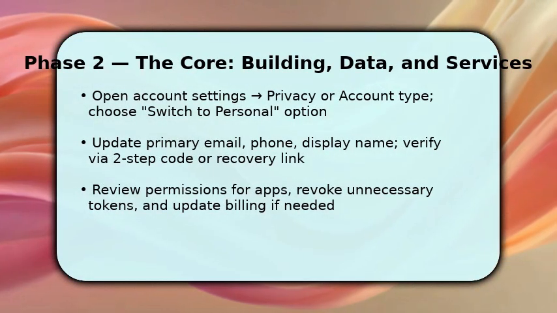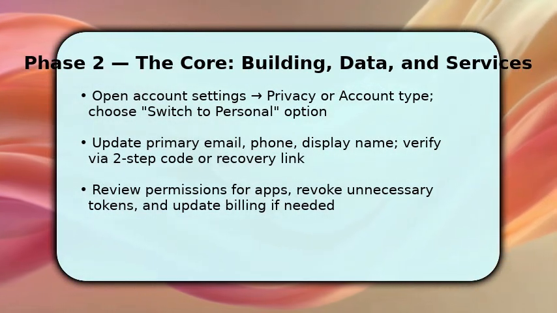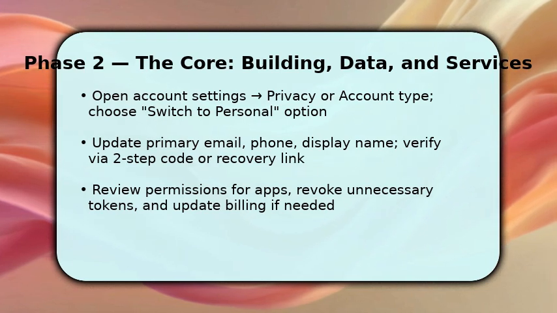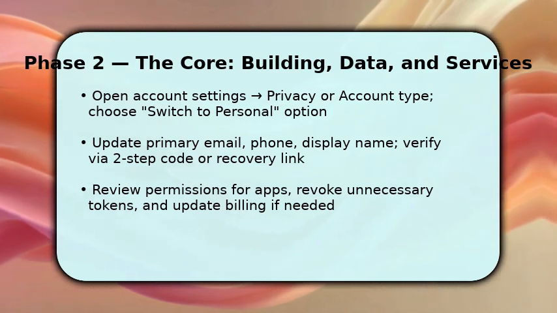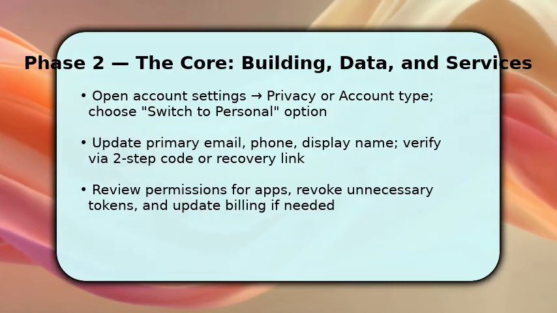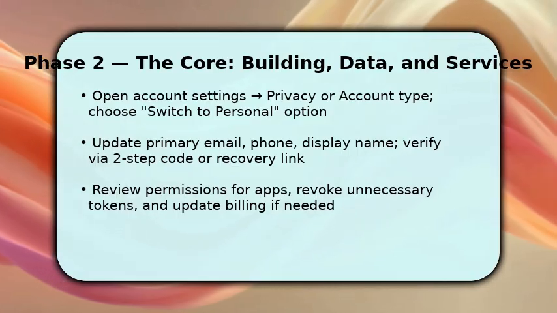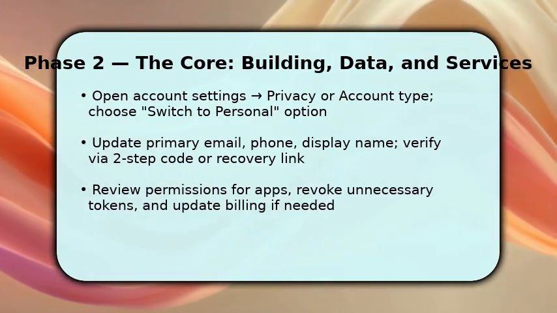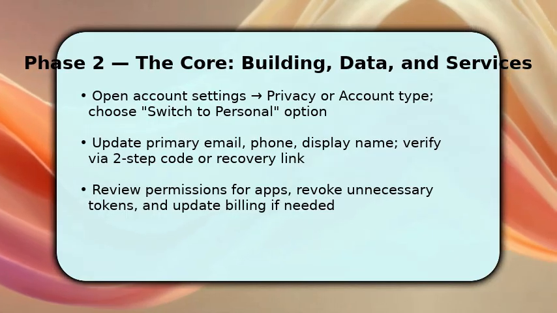You now perform the actual switch inside account settings. Navigate to privacy or account type, and select switch to personal. Follow the prompts to update primary email and phone, and verify each change with the provided code. Make sure you adjust display name and profile details so they match your intended personal identity.